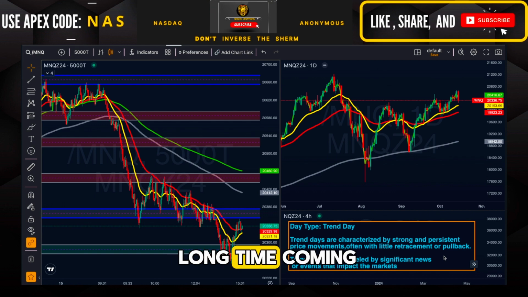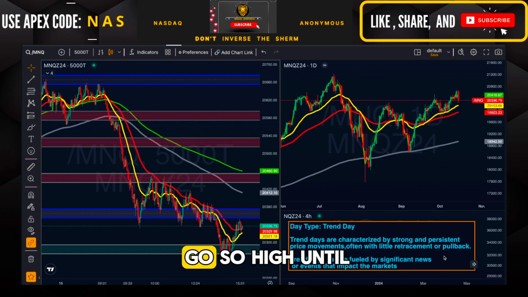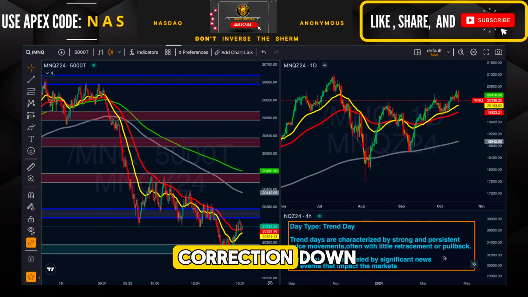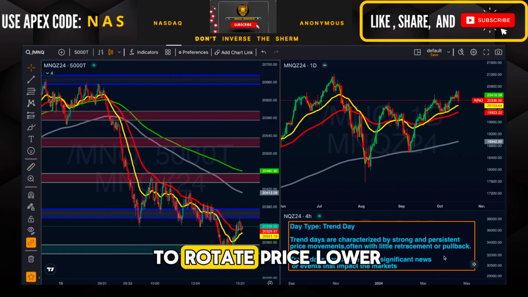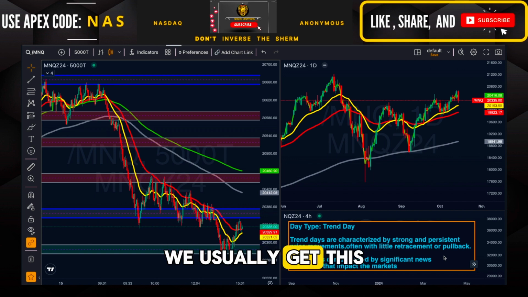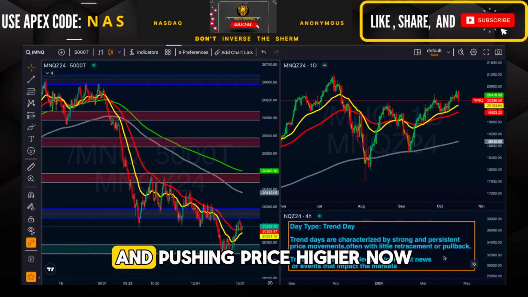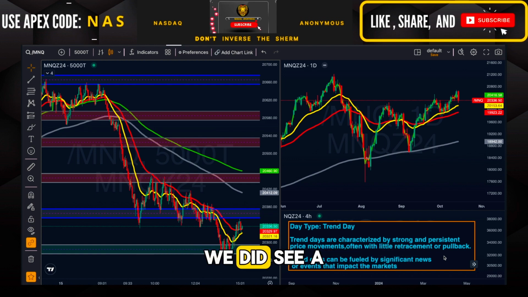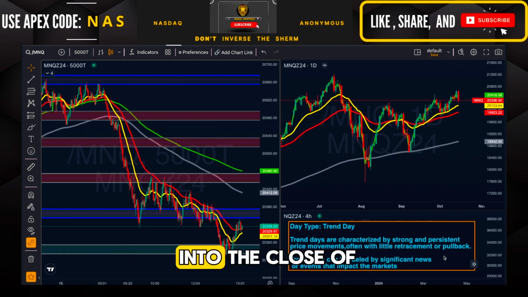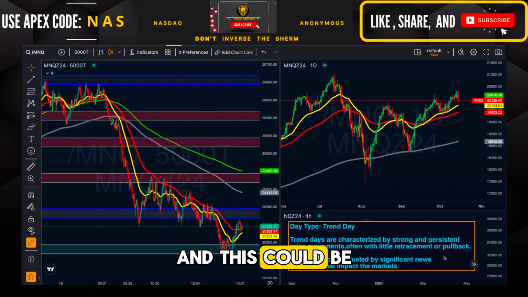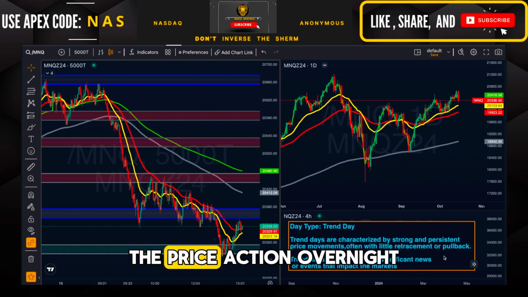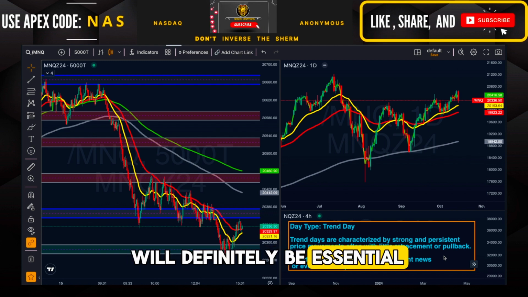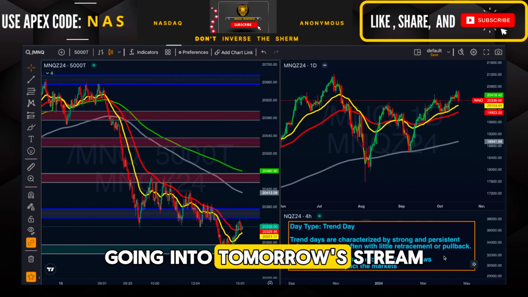Now, today was a long time coming. The market can only go so high until we see a big correction down to rebalance prior structure. When the bears fail to rotate price lower, we usually get this big correction down when the bulls just keep interrupting their rotation and pushing price higher. We did see a profit-taking rally going into the close of the session, and this could be the start of a new rotation for the bulls. But the price action overnight will definitely be essential for our bias going into tomorrow's stream.